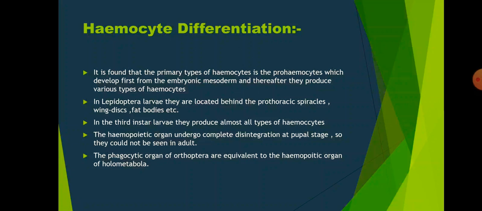The hemopoietic organs undergo complete disintegration at the pupal stage, so they cannot be seen in the adult. The phagocytic organs of Orthoptera are equivalent to the hemopoietic organs of Holometabola.